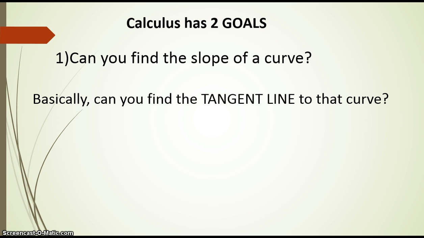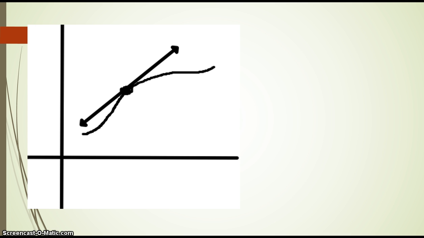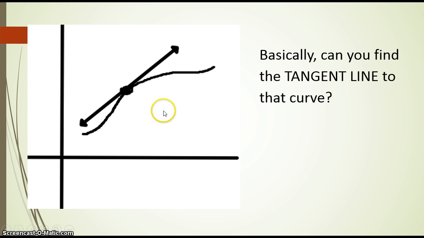Something to keep in mind: can we find a tangent line? Remember, a tangent line crosses a curve at one spot. So there's an example of a tangent line. As you can see, my tangent line is crossing my curve at one point. Can you find the tangent line of that curve? You betcha. There's a tangent line of that curve.